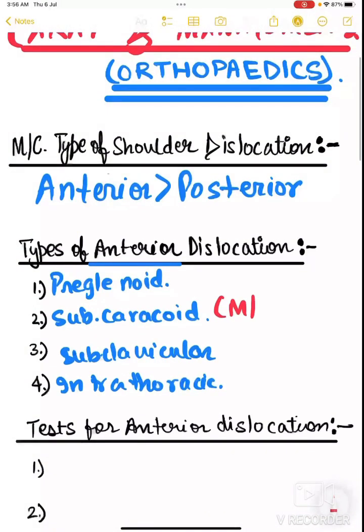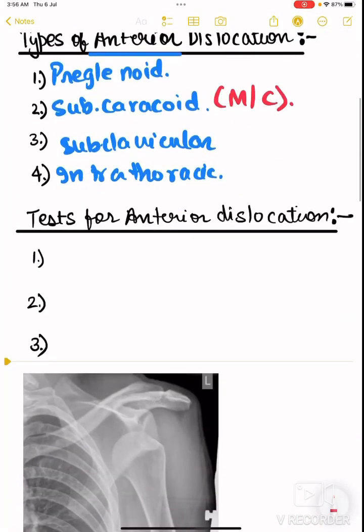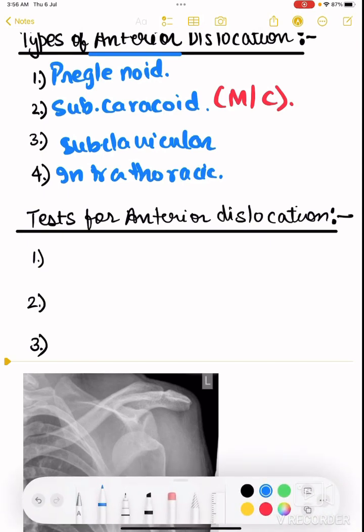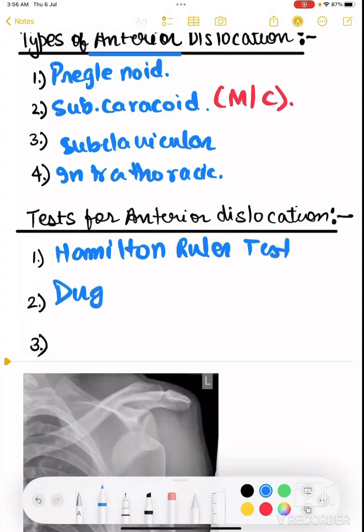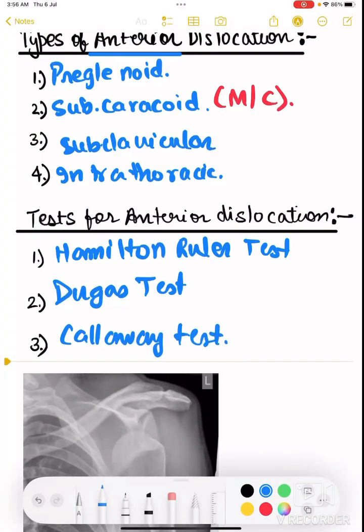It is subcoracoid. Now you can understand from the names only what these locations are, but I am not going to discuss it because this is not my focus, right? Because questions are less asked. Tests for anterior dislocation of shoulder, there are mainly three types of tests. First one is Hamilton ruler test. Second is Dugas test. And third one is Callaway test. In Callaway test, we measure the axillary circumference. I'm not going to discuss these things.